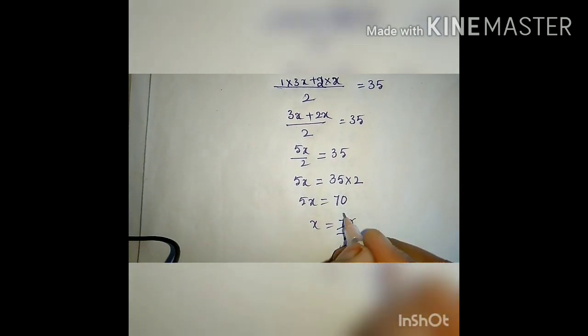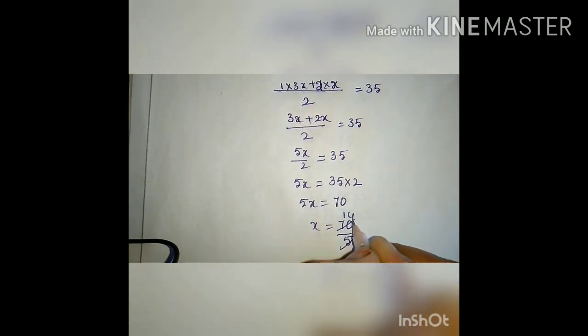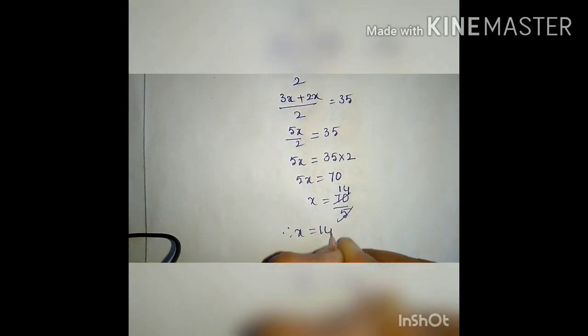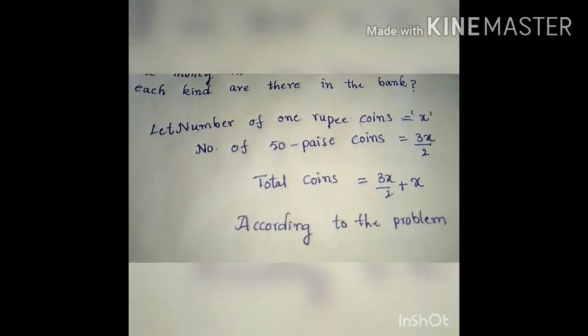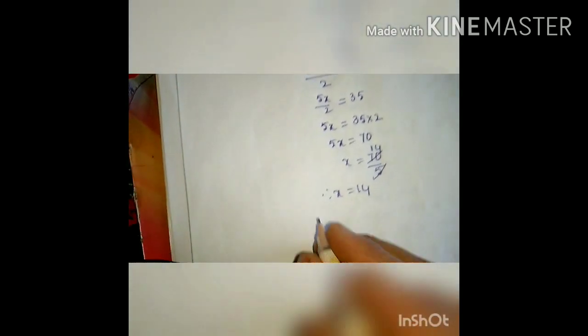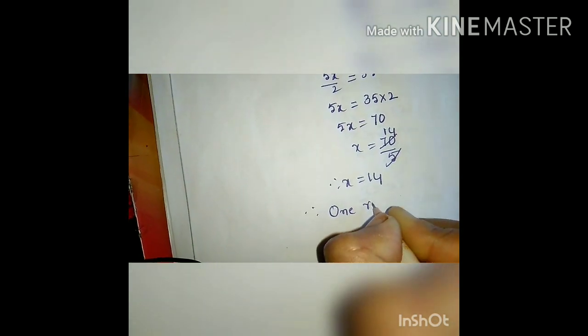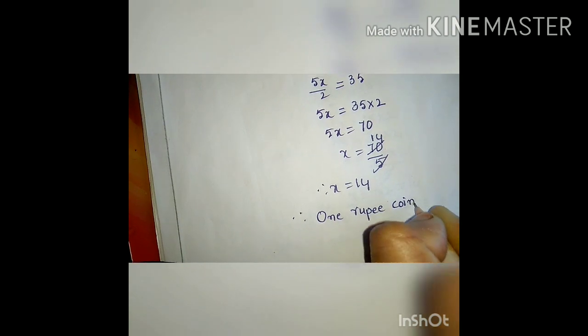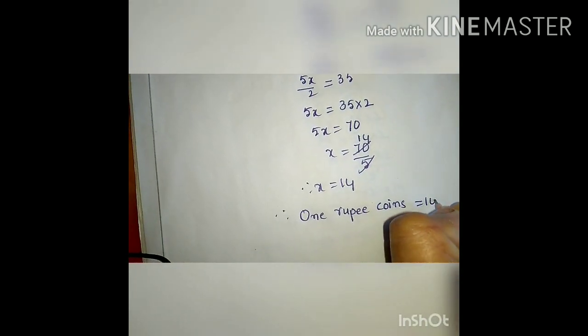So how many times is it possible? 14 times. Therefore x equals 14. What is x? What did we take x as? 1 rupee coins. Therefore 1 rupee coins equal 14.